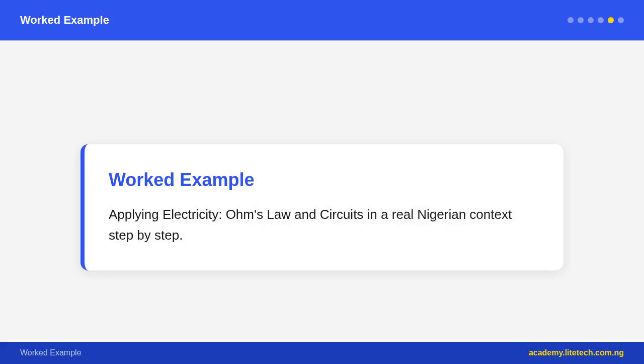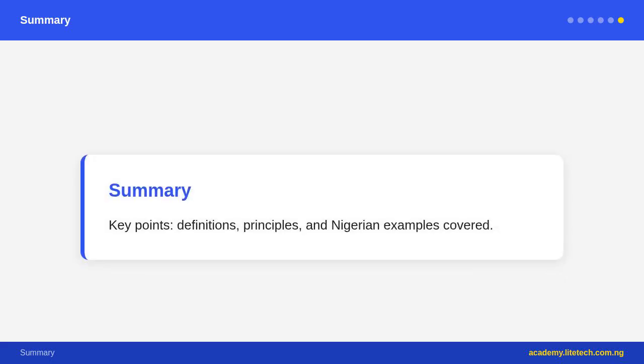Example: a 60-watt bulb connected to a 240 V supply. Current equals P divided by V equals 60 divided by 240 equals 0.25 amperes. Resistance equals V divided by I equals 240 divided by 0.25 equals 960 ohms. NEPA, PHCN, bills you in kilowatt-hours. 1 kilowatt-hour equals 3.6 times 10 to the power 6 joules.